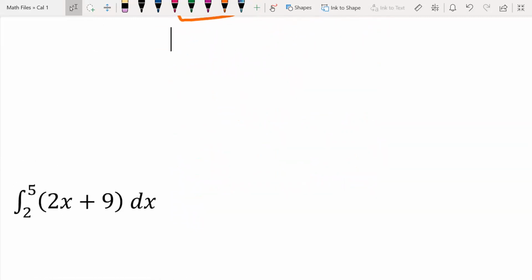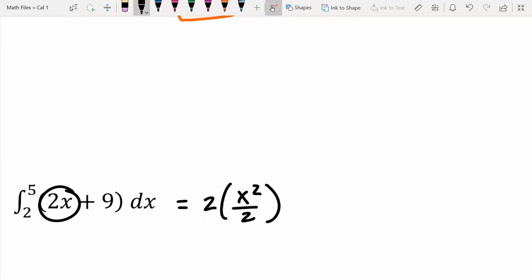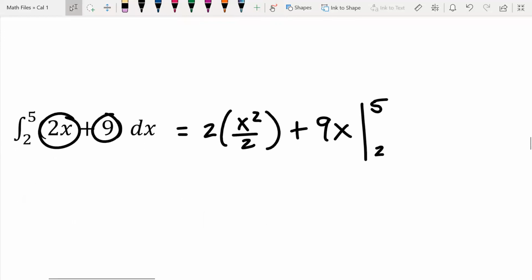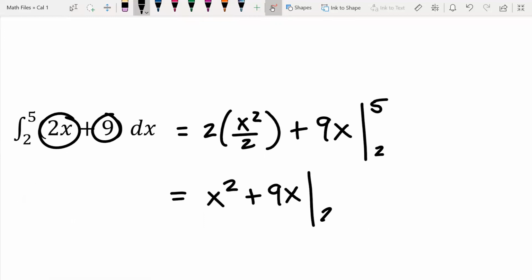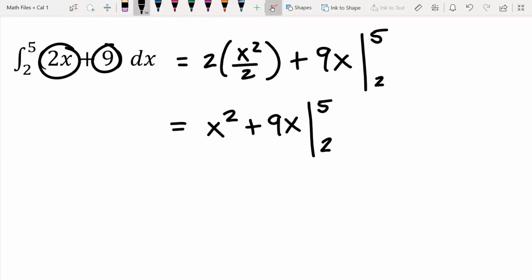Integral from 2 to 5 of 2x plus 9. All right. Start with the integral of 2x, which is going to be 2 times x squared over 2, plus the integral of 9, which is 9x, from 2 to 5. Clean up. x squared plus 9x from 2 to 5, and evaluate.